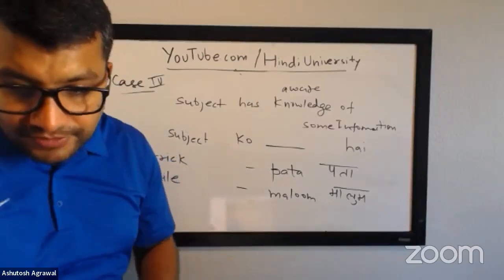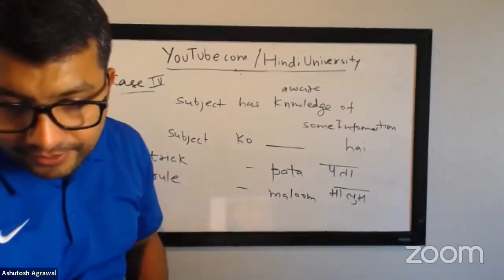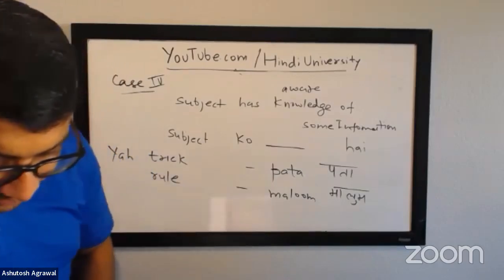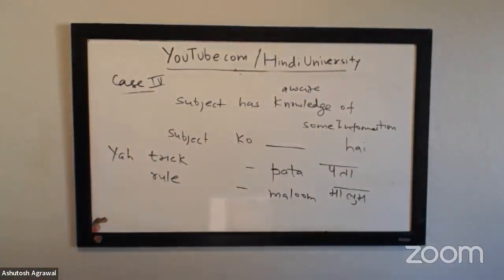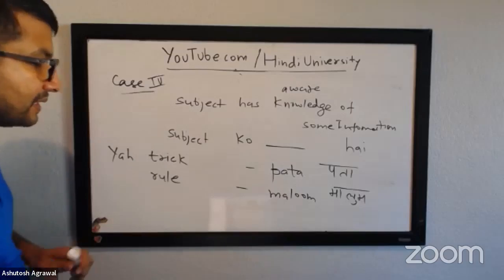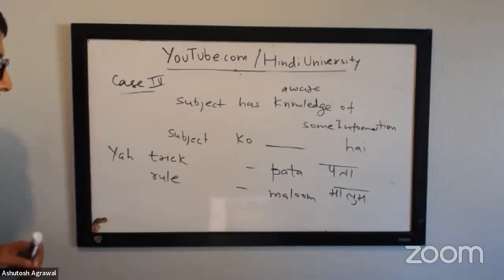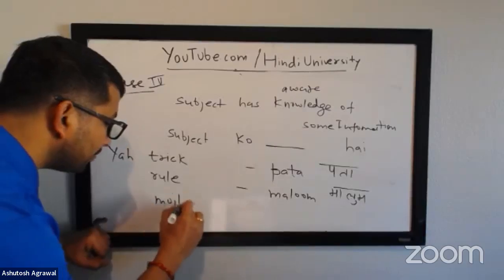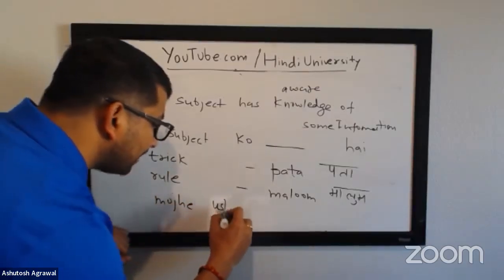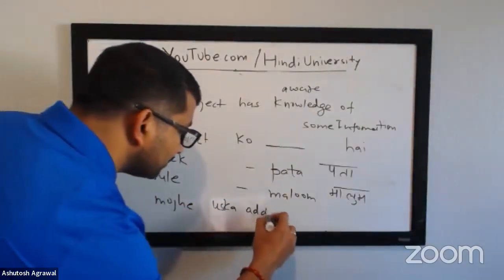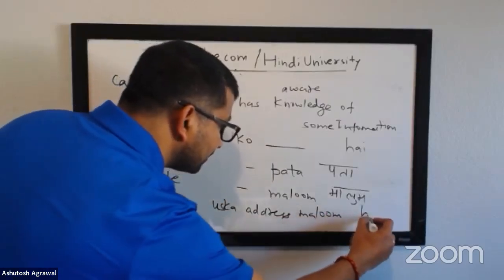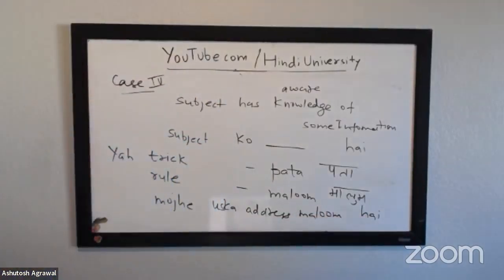Was there a question or something? Okay, no problem. So basically, मुझे मालूम है, मुझे पता है, or the other sentence that Nandini mentioned, which is मुझे उसका एड्रेस मालूम है. I know his address. Okay, मुझे उसका एड्रेस मालूम है, मुझे उसका एड्रेस पता है.